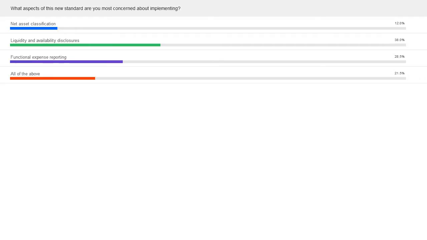The functional expense reporting is also an area it looks like people have some concerns about. The good news is there's a lot of information out there because there are a lot of organizations that have had to report this in the past. So there should be a lot of information for you to use and how some of those expenses have been allocated by other organizations.